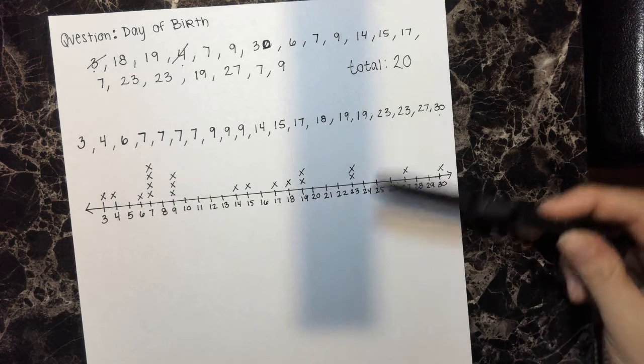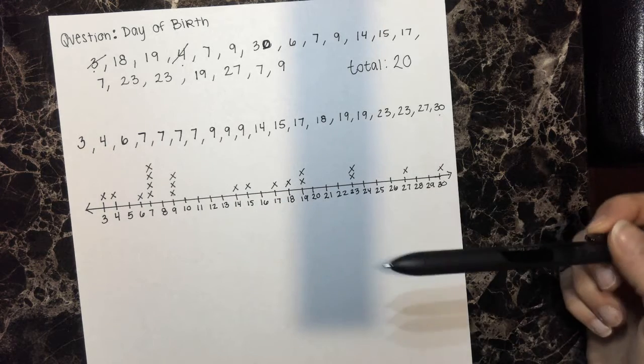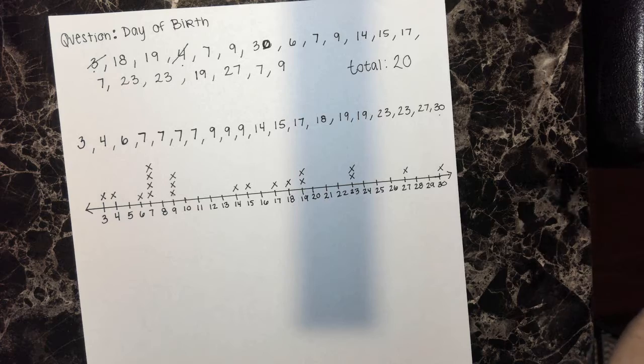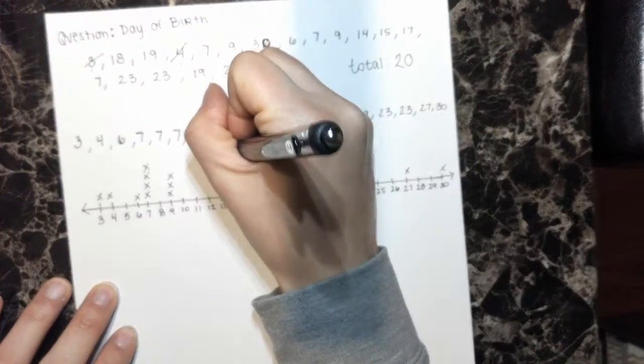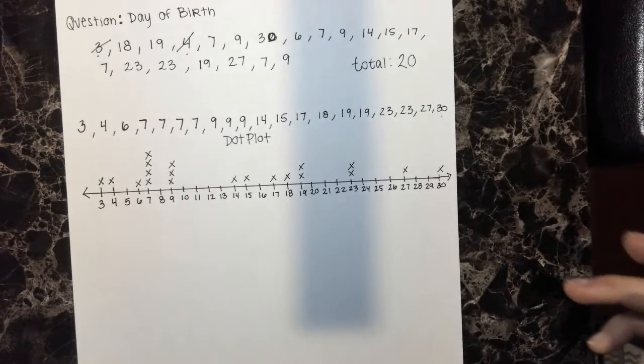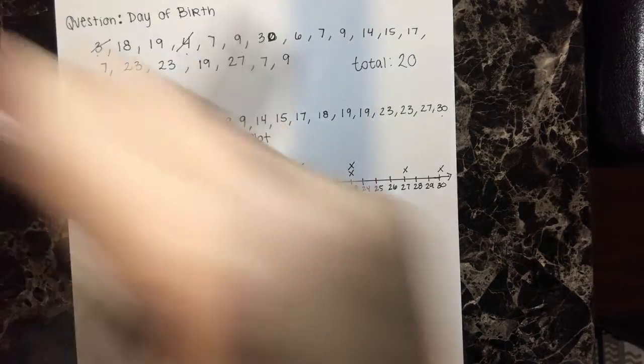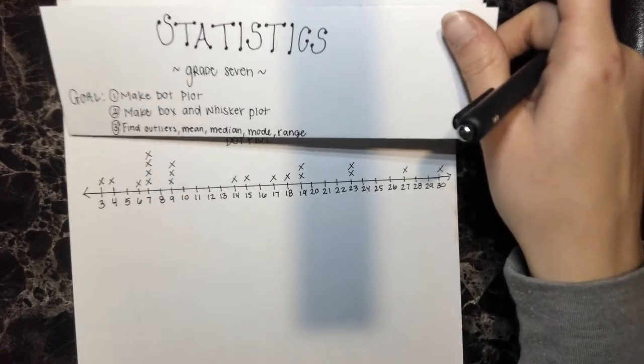So that's why we're doing all these first, and then we're going to get our other values after because we're already doing most of the work. Okay, so this is a dot plot. Make sure we're labeling titles for all of our graphs. Maybe if you guys can see it. There we go. There's our dot plot. So we have accomplished goal number 1.